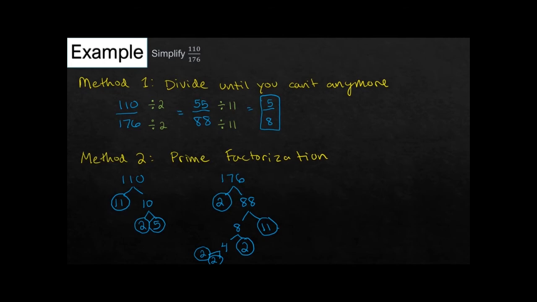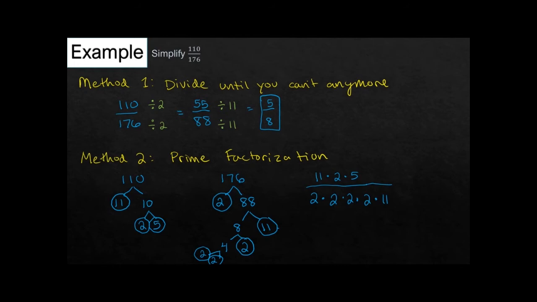Then you take each of these numbers, you multiply them together, and you replace your fraction. So 110, which was on top of the fraction, instead I can write 11 times 2 times 5. And then for 176, I can write 2 times 2 times 2 times 2 times 11. I need to make sure that I have the correct number of 2's there: 1, 2, 3, 4 2's, and then 11.